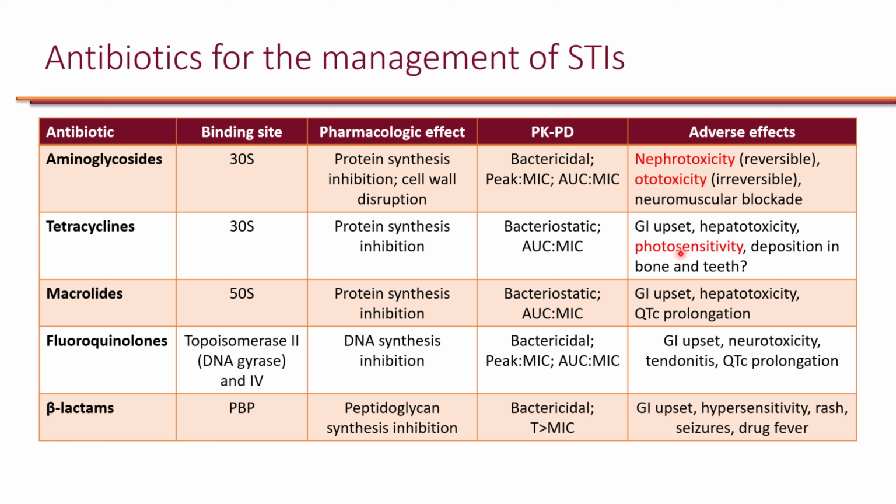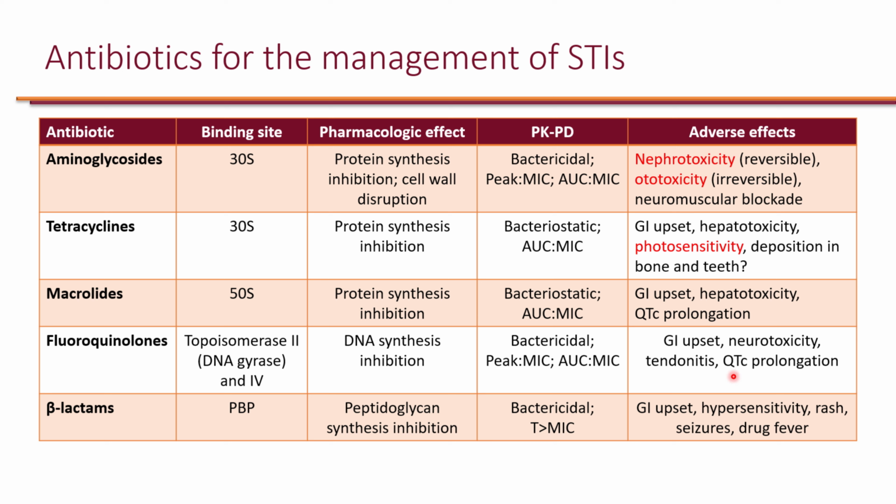For tetracyclines, they can cause photosensitivity and deposition in bone and teeth. There's a question mark here because that was seen with tetracycline itself, but some of the other agents in this class don't necessarily cause this. So that's not really a concern with doxycycline. Macrolides, specifically azithromycin, have been used for some of the STIs. Macrolides bind to the 50S subunit and inhibit protein synthesis. And of course, with macrolides, QTc prolongation is a concern.